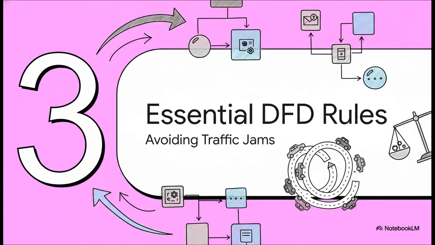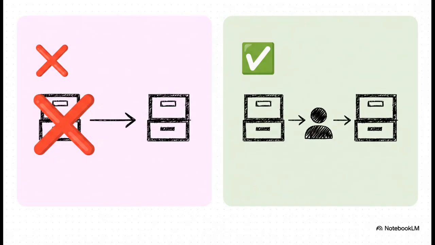Okay, so balancing is a huge rule. But there are a few other common sense rules we need to follow to keep our maps logical and easy to read. Think of them as the rules of the road for avoiding data traffic jams. Rule number 1 is super simple. Data can't just magically flow from one data store to another. I mean, think about it. A filing cabinet can't just send a folder to another cabinet all on its own. Something has to go get the data and move it. And in a DFD, that something is always a process.